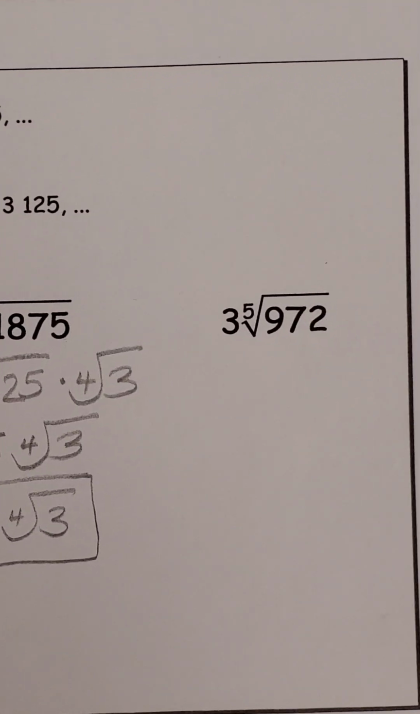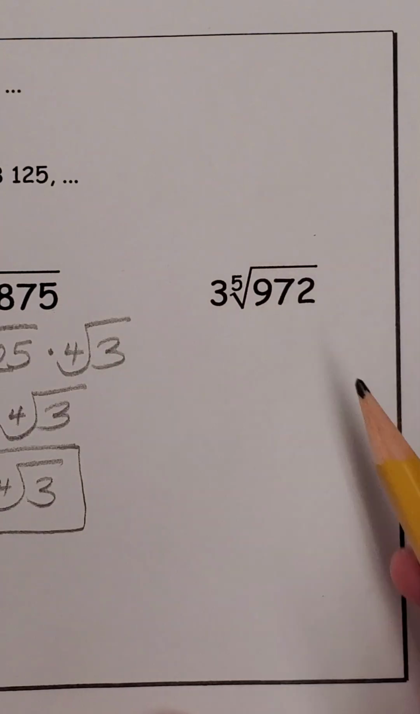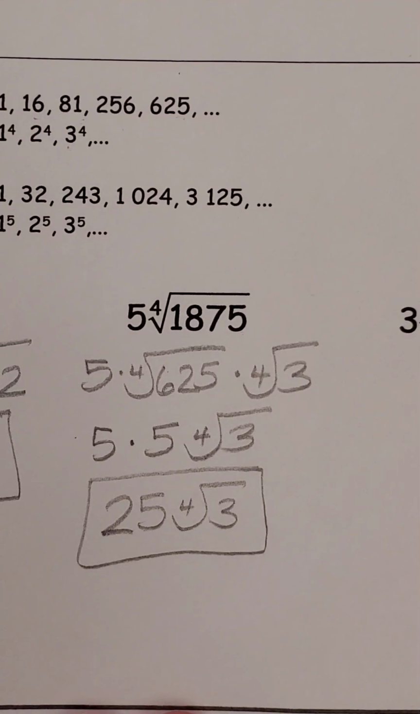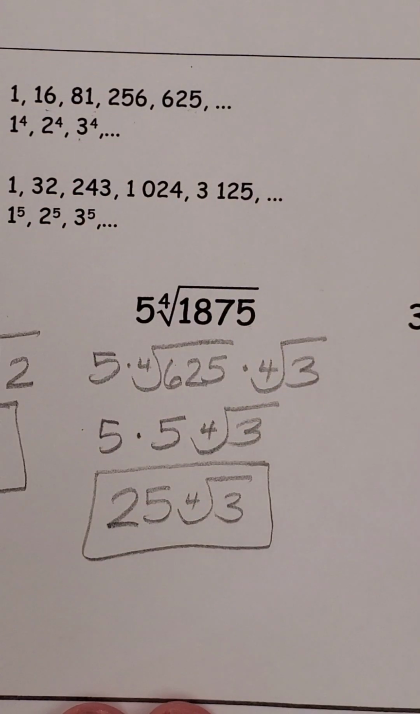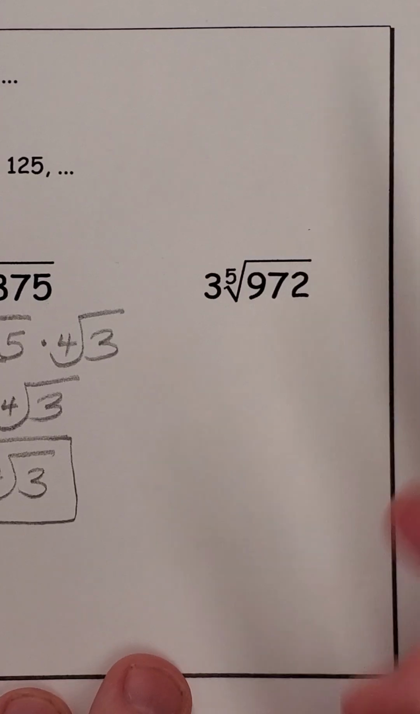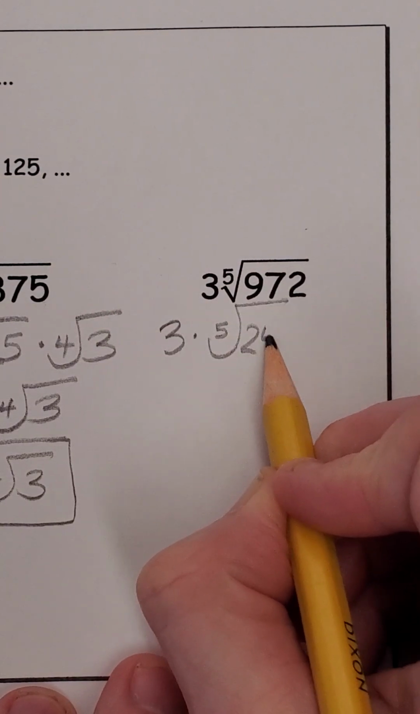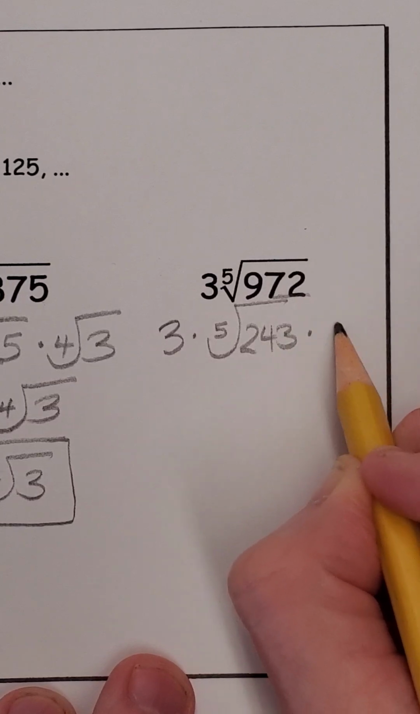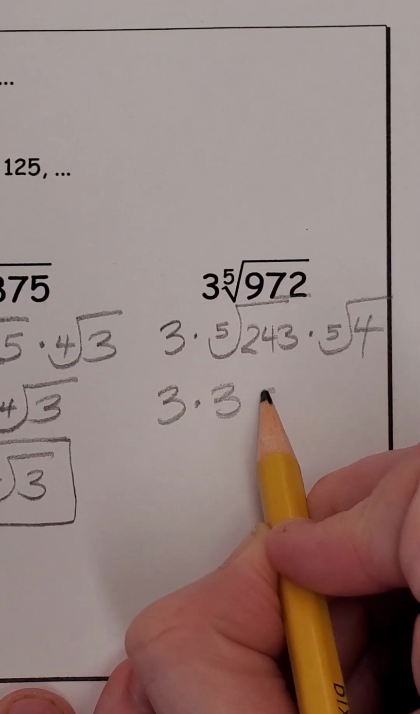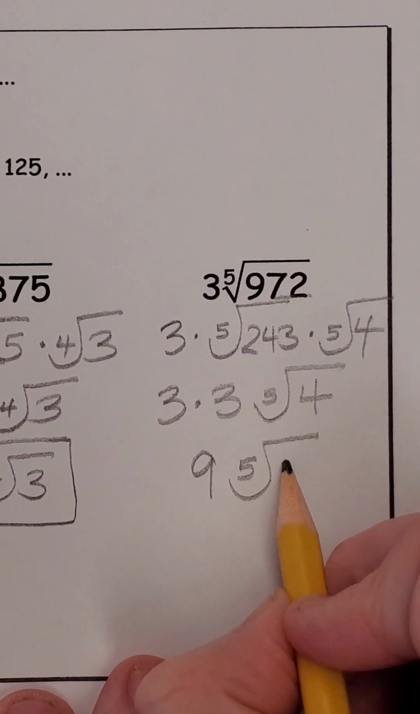And our last one is the 5th root. Again, not too many numbers to play with. You can see they get quite large in a hurry. So obviously we don't have to worry about too much trial and error for that. 3 times the 5th root of 243 times the 5th root of 4. 3 times 3, 5th root of 4.